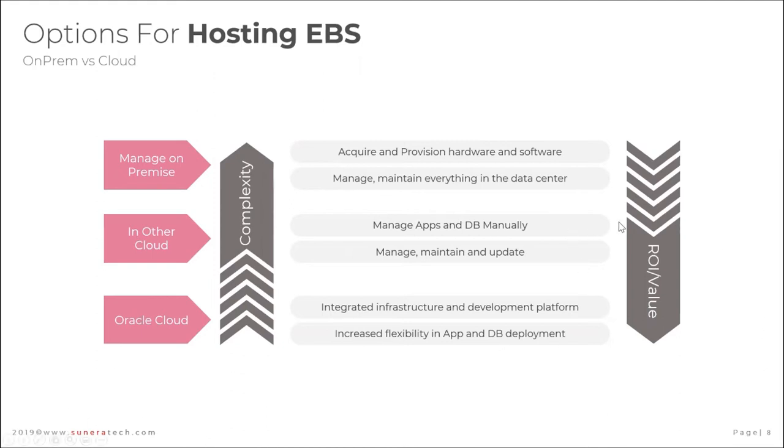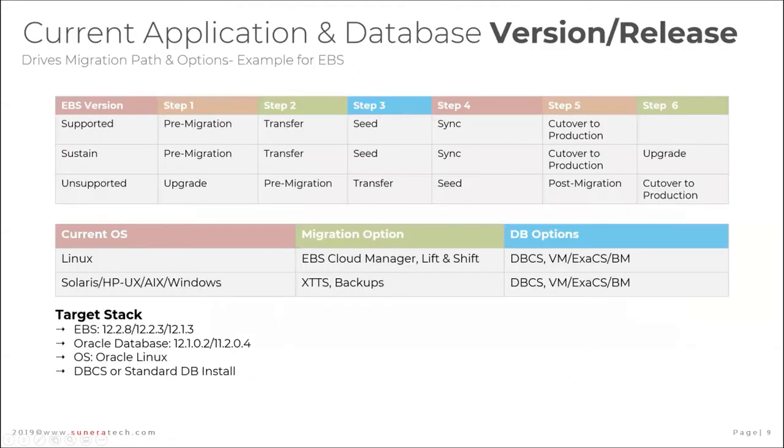And as you'll see over here, from Oracle Cloud to on-prem, the complexity increases in terms of the number of moving parts and the integrations required. And if you look at the ROI, the return on investment, that increases as you move from on-prem down to Oracle Cloud. So next is the current application database version and release, and why it's important. Vikas, can you elaborate on why the current stack is important and how it drives the migration plan?